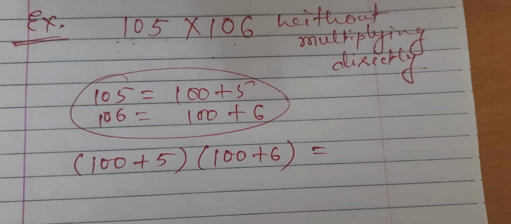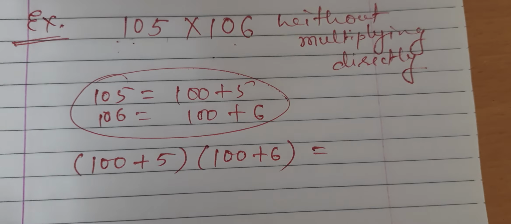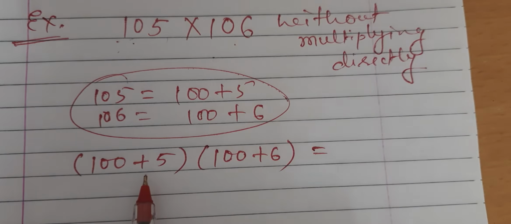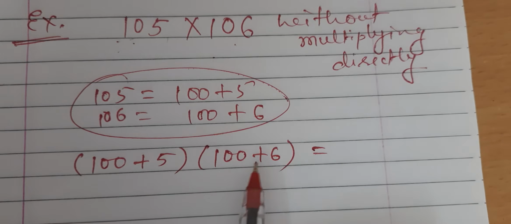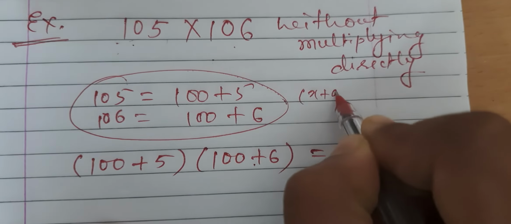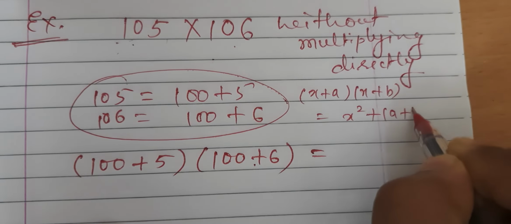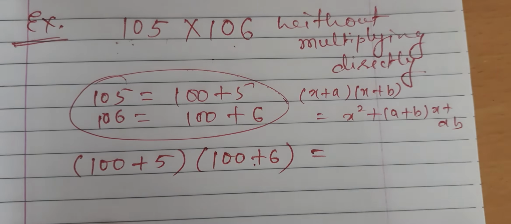Now we can use an identity, but which identity can we use here? Again, the first step is to find out which identity we can use. This is of course not in the form of a whole square, so the first two identities we cannot use. Both are positive, so we cannot even use the third identity. So definitely we will use the fourth identity, which is x plus a times x plus b equals x square plus a plus b times x plus ab.